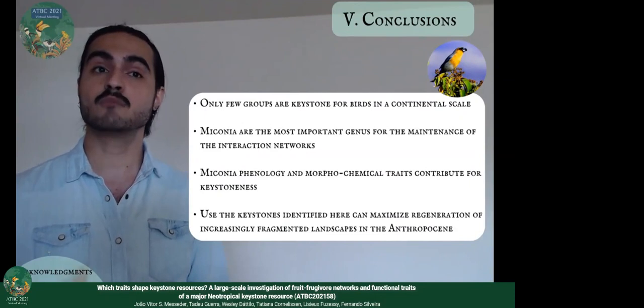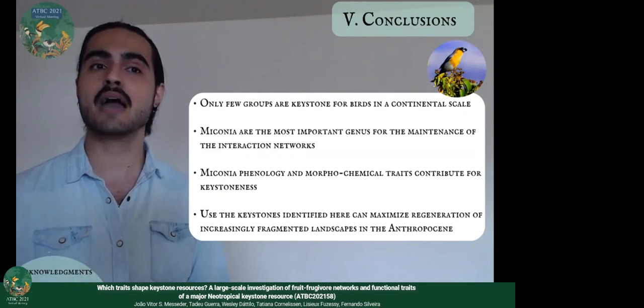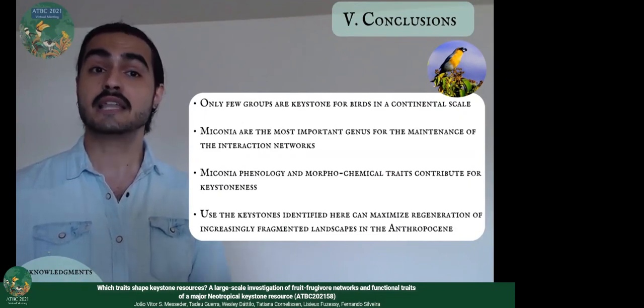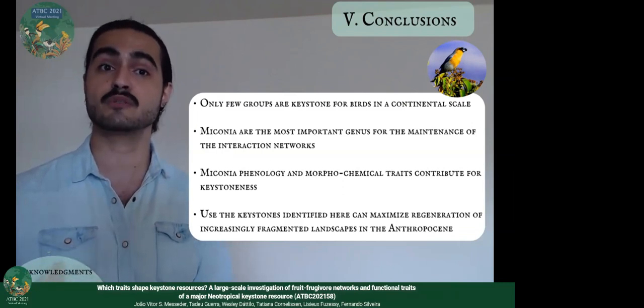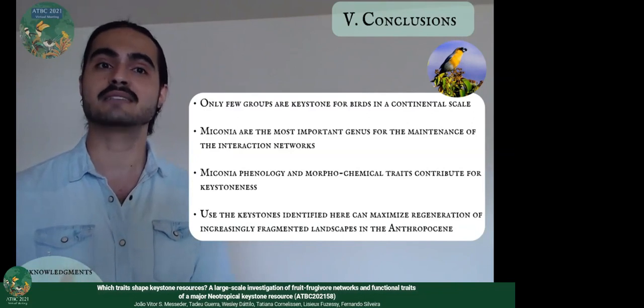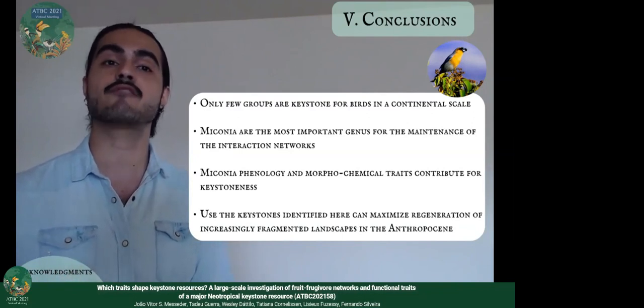Miconia's high production of small-sized fruits constitutes a reliable food resource for many animals. Thus, we hypothesize that using these keystones, especially Miconia, in restoration projects, one can maximize natural regeneration of increasingly fragmented landscapes in the Anthropocene.